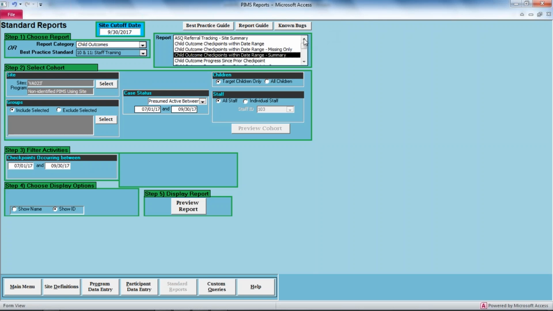Okay, the other aspect of child development that we have to look at is if they are at risk, if they show a suspect delay, are we referring them? And I will definitely make this a larger date range for this.